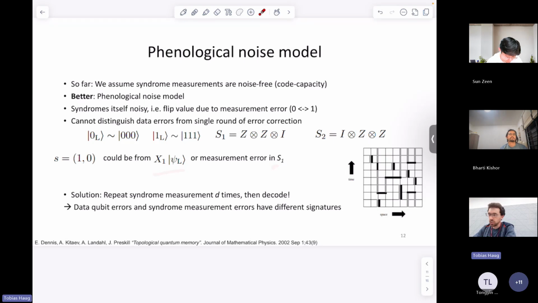Okay, so meaning if you just do one round of error correction, a single measurement of the syndrome, we cannot really figure out what's going on. So what we actually need to do as a solution is repeat the syndrome measurements d times, and only then decode. So we measure, measure, measure, measure, and only after we've done the d measurements, we start to decode.